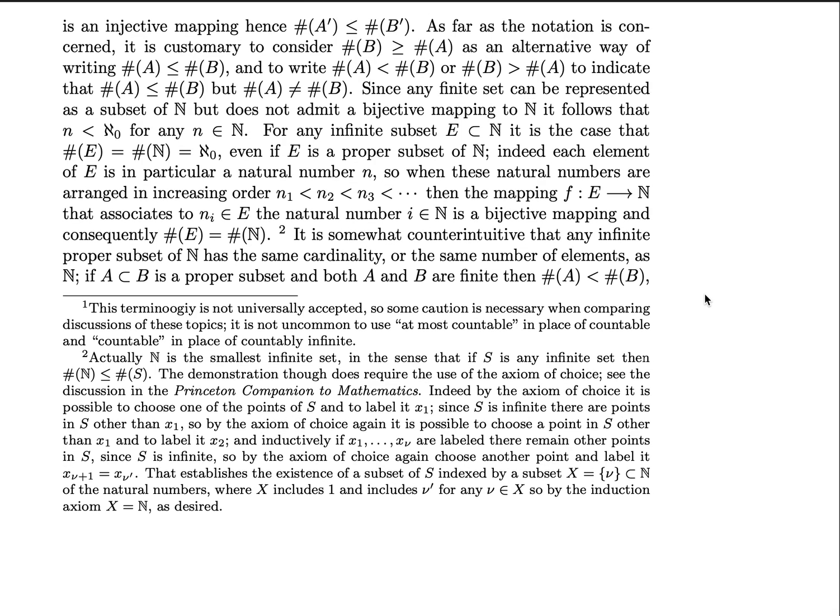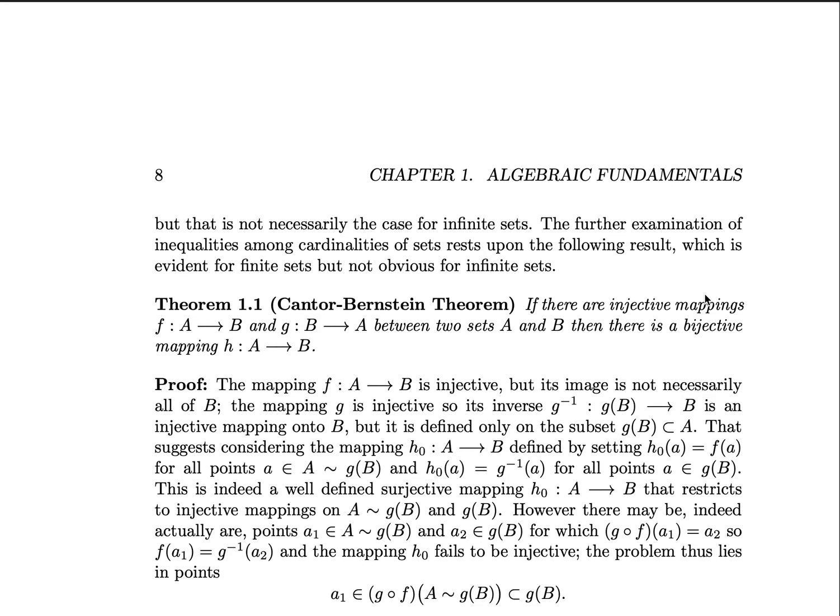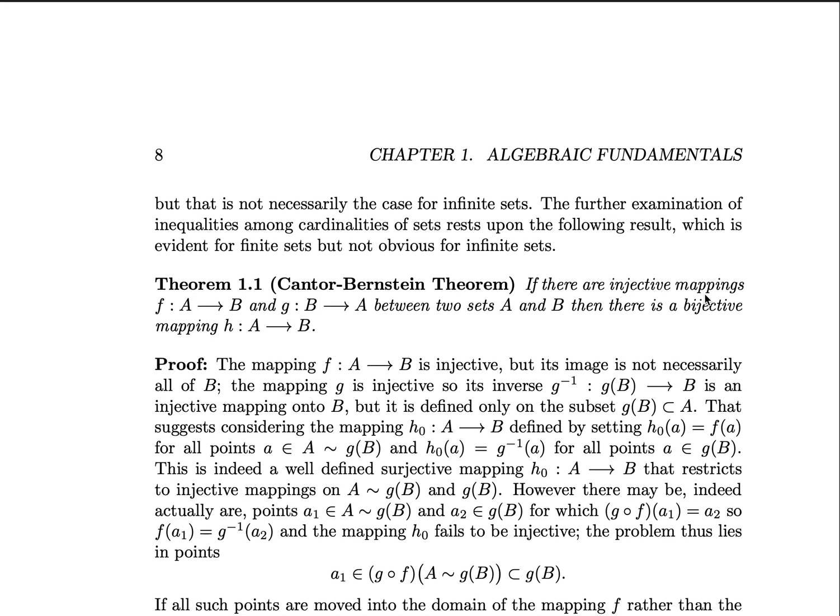It is somewhat counterintuitive that any infinite subset of ℕ can have the same cardinality as ℕ, or the same number of elements as ℕ. Since if A is a proper subset of B, and both A and B are finite, then the cardinality of A is strictly less than the cardinality of B. But as we've seen, that is not necessarily the case for infinite sets.